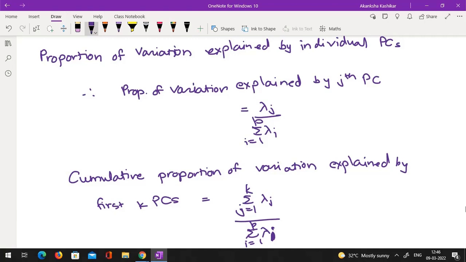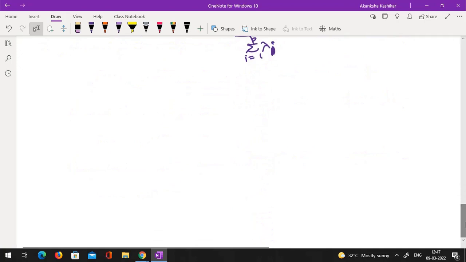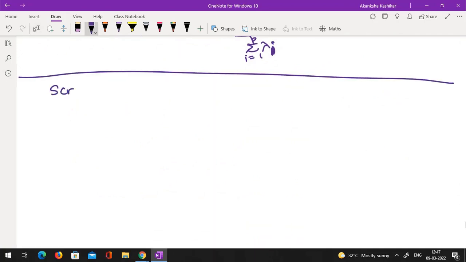Yes, ma'am. There is another method for deciding this, because this is an objective method, no doubt about that. But sometimes I may not have enough domain knowledge to decide how much loss of information I can afford. Can I afford 10%, 20%, 30%? I don't know. So to handle such a situation, there is another method for deciding how many PCs should be retained in further analysis, and that is known as the scree plot.